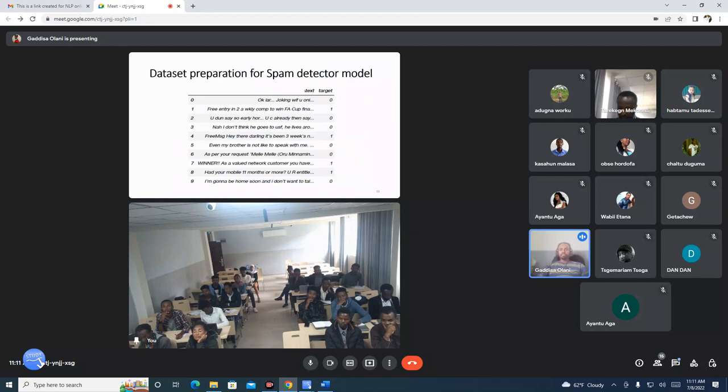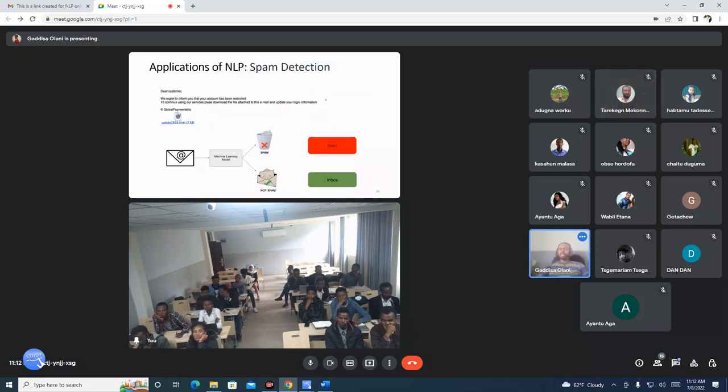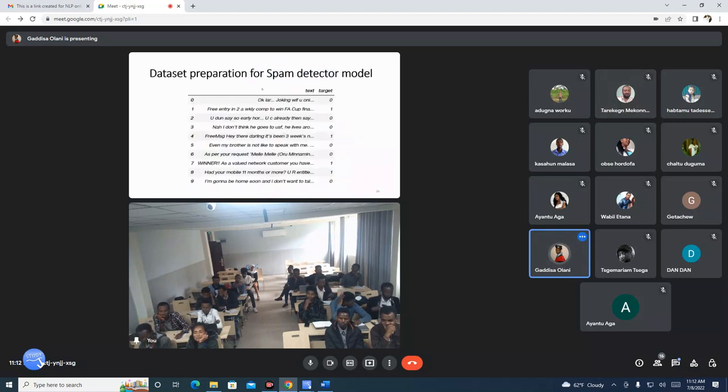So these are some typical applications. Spam is labeled 1, and not spam is labeled 0. But at the beginning you need to have this kind of data or training examples to dictate that a given email is spam or not spam.